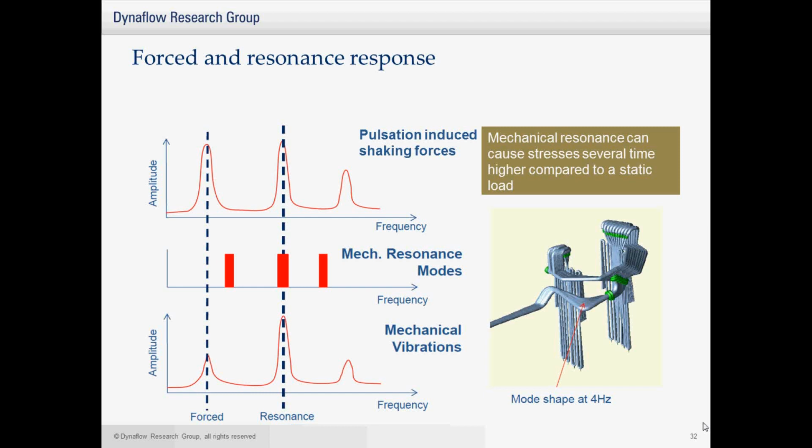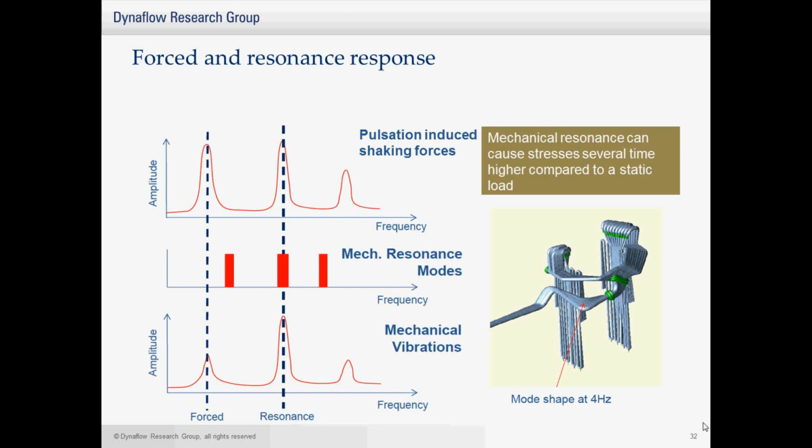3 times 5 is 15 Hz. Okay, then below that you have a graph of your mechanical resonance modes. These basically only signify the locations, at which frequency a natural frequency can occur. And then below you have the amplitude of the mechanical vibration against the frequency.